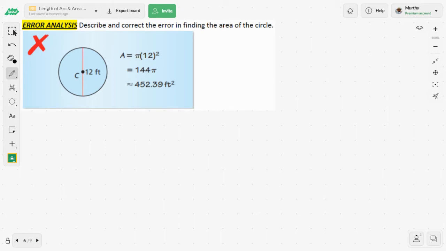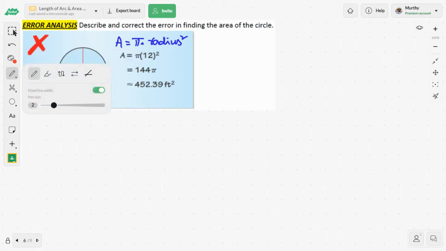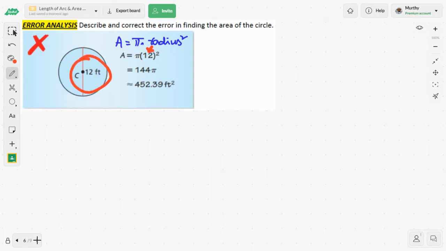Now, there is a question here: describe and correct, which means the given solution, whatever is here, is not correct. So what is wrong? That's what you have to find. Area equals, I know that pi r squared. So everything seems to be okay, but let's see what's wrong. Pi times radius squared. Now I noticed that the radius is 12. Is this correct or not? Do you see?